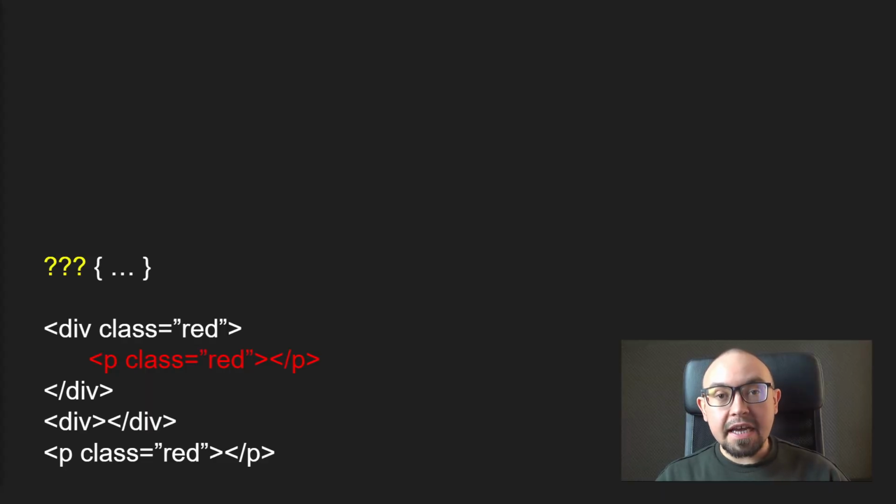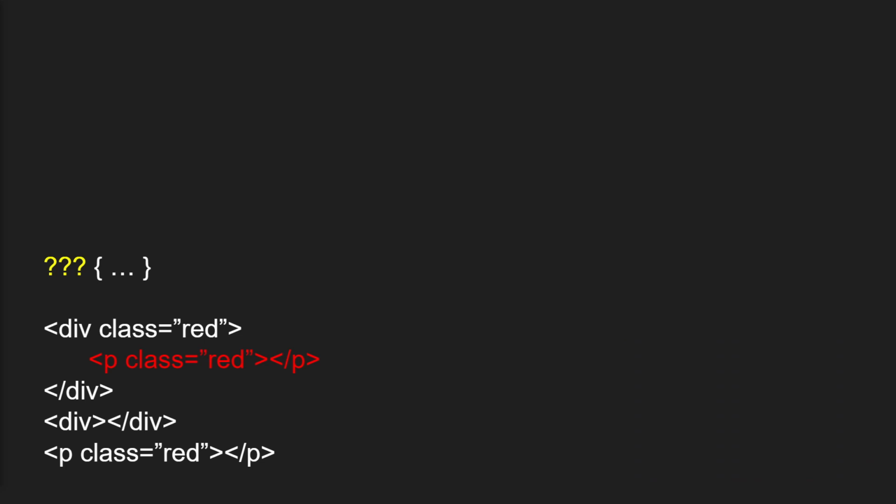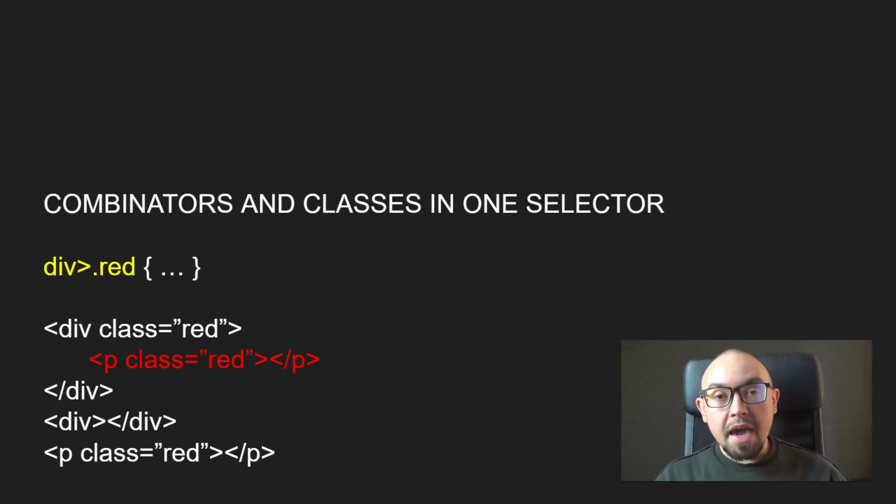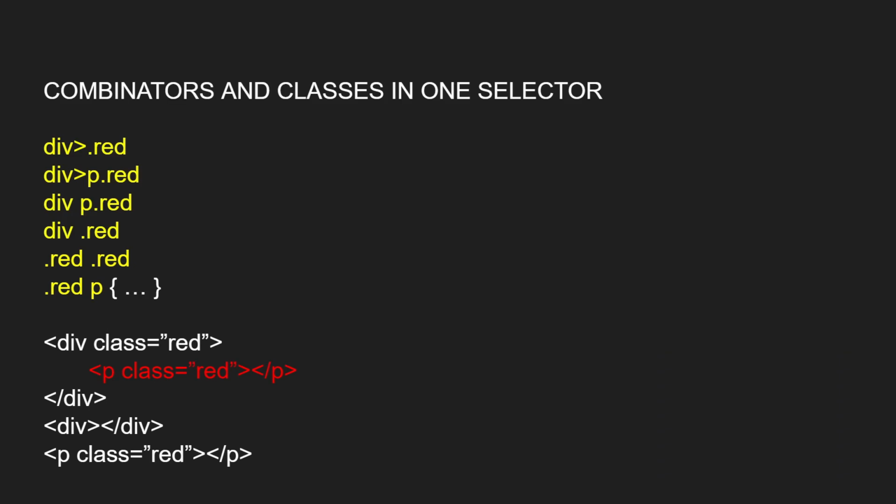Time for the last task for today. Pause the video, give yourself a moment, and try to find the correct selector. My answer would be this. Take any element with the class of red that is a child of the div tag. But that is not the only correct answer. We have many options in this example, and here are a few that will also work.